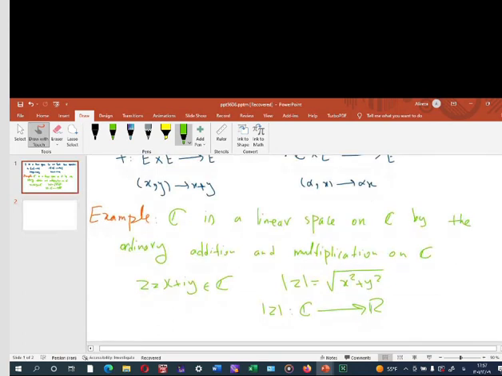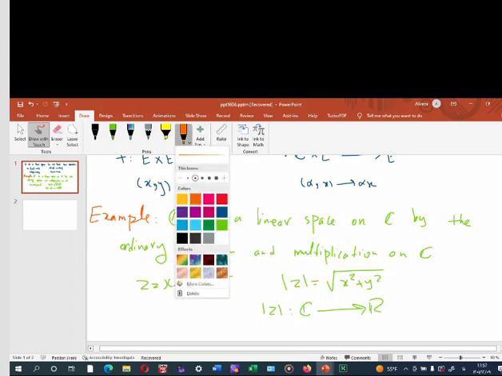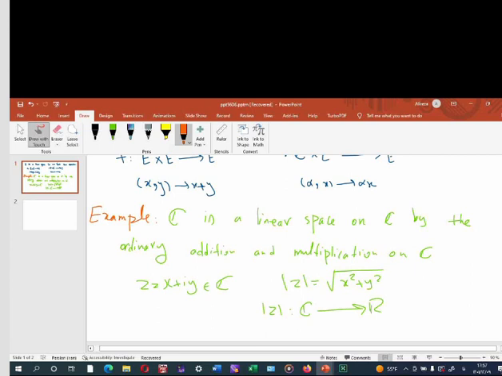Okay, it's very trivial that for any z in C, this is non-negative, this is equal to 0 if and only if z equal to 0. It is very trivial because if this absolute value equal to 0, this must be equal to 0, so that x and y must be equal to 0, so that z must be equal to 0 and vice versa.